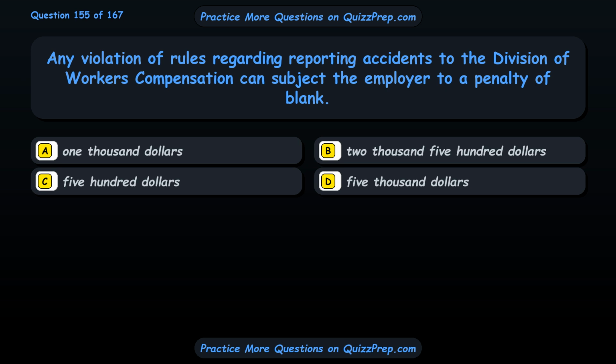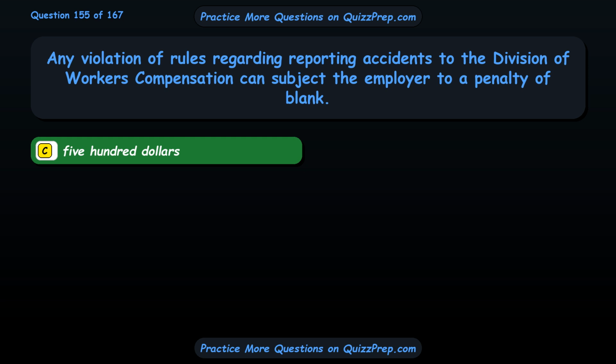Question 155. Any violation of rules regarding reporting accidents to the Division of Workers' Compensation can subject the employer to a penalty of blank. Option A. $1,000. Option B. $2,500. Option C. $500. Option D. $5,000. The correct answer is option C.